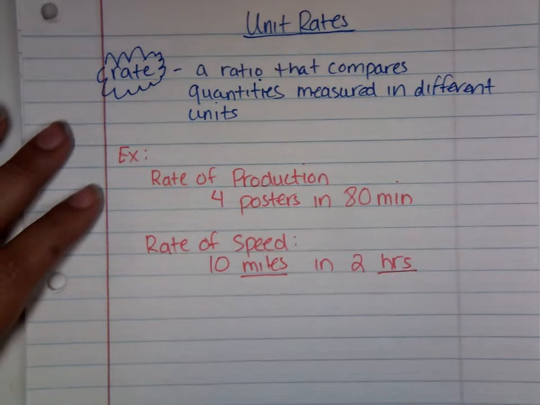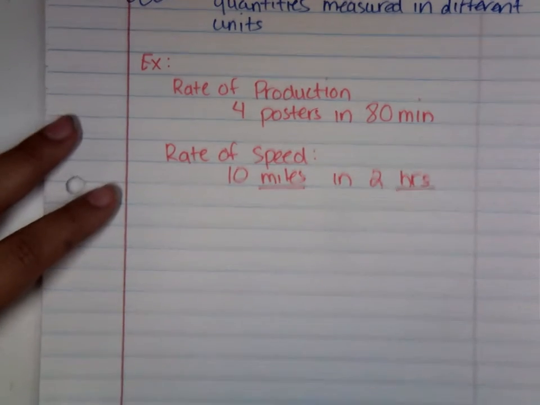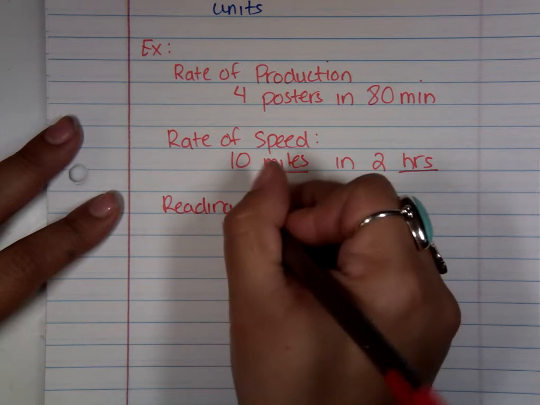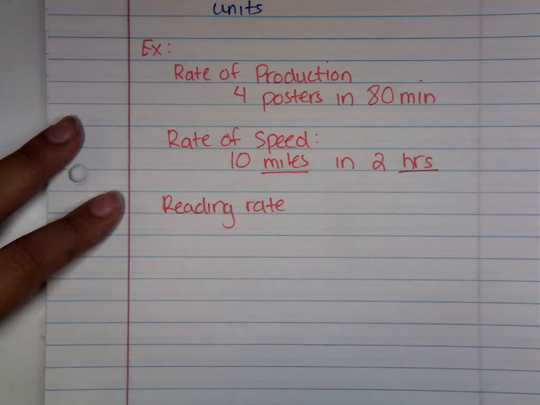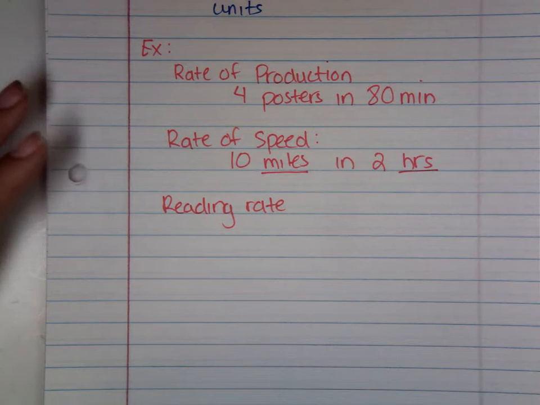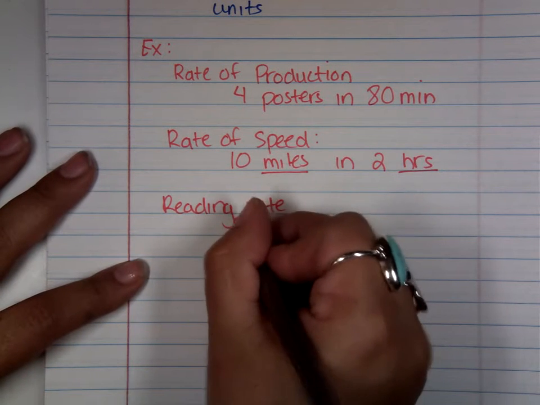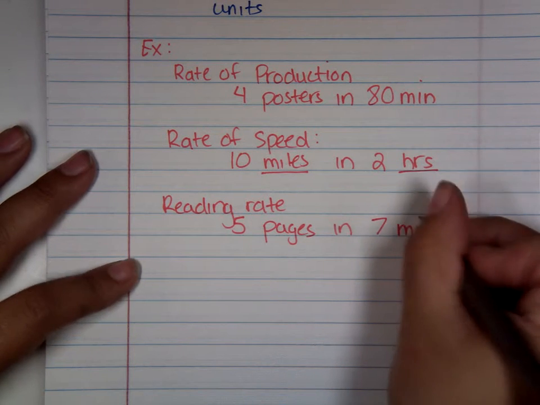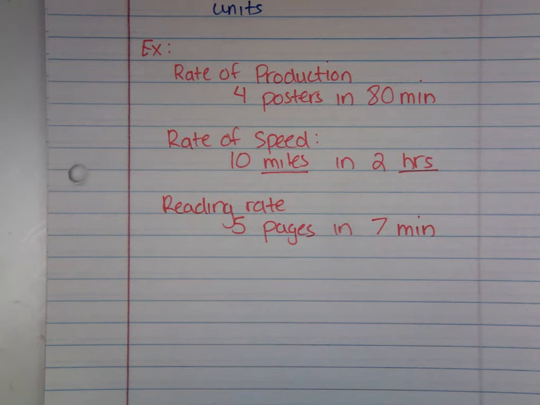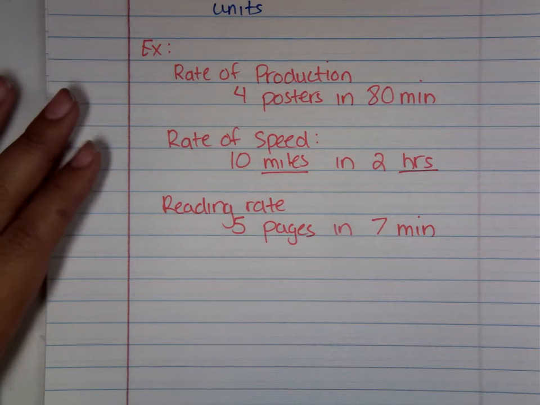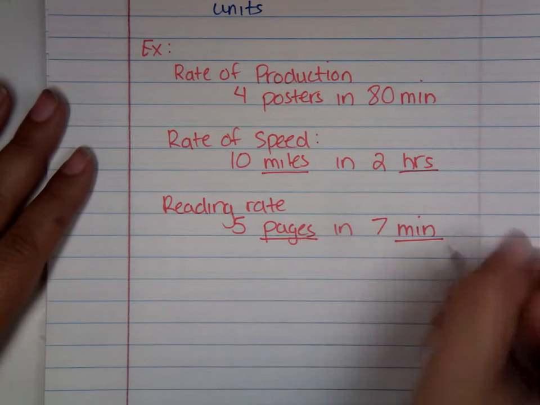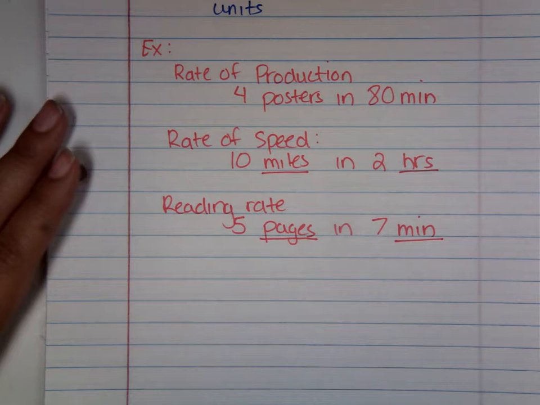A third rate, we could say maybe a reading rate. This is going to talk about how fast you read. So we can say that maybe you read 5 pages in 7 minutes. Go ahead, underline the 2 different units that you see in this rate. Okay, good. So we're reading 5 pages in 7 minutes. These are the 2 different units that we are talking about.